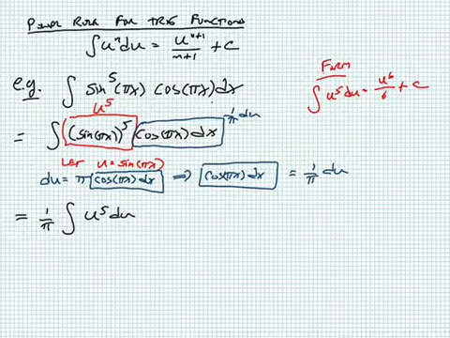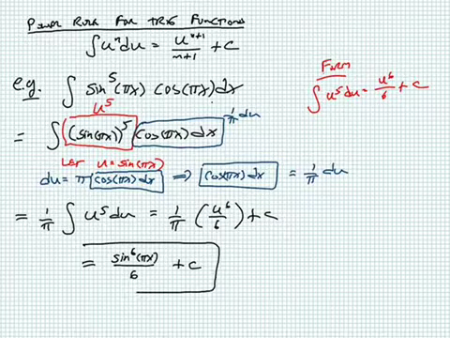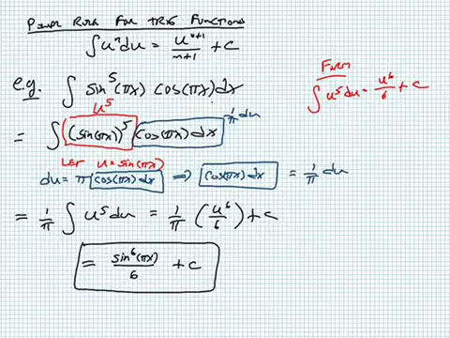So this is equal to 1 over pi times the antiderivative of u to the 5th, which is u to the 6 over 6 plus c. And then the last piece is I need to substitute my u as a function of x back in. So I get sine of pi x to the 6th power over 6 plus c. And again, you can prove this is correct by taking the derivative and comparing it to the original integrand. All right, one more.